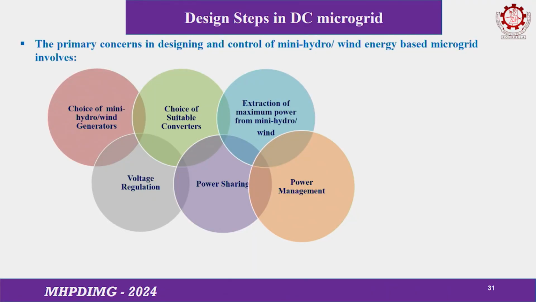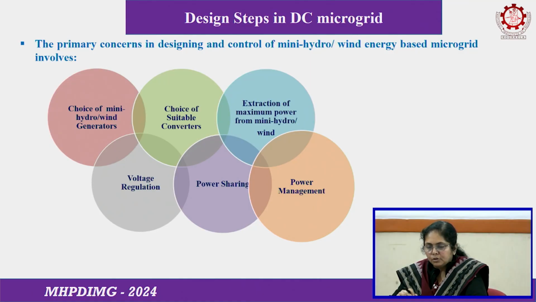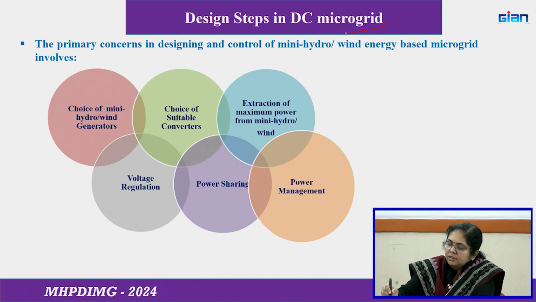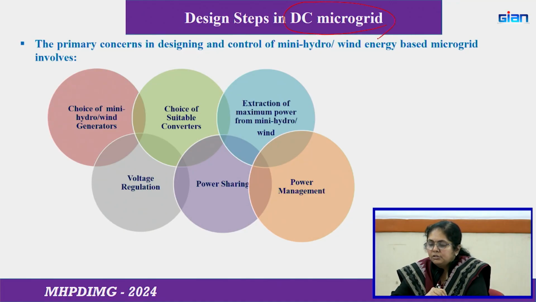But I will tell a little bit about tomorrow's topic, which we are going to implement in the lab. It is already implemented, and it will be demonstrated to you in tomorrow's lab class. Overall, our aim is to integrate the renewable energy system to the DC microgrid, and in this course we have mainly focused on mini hydro power plants.